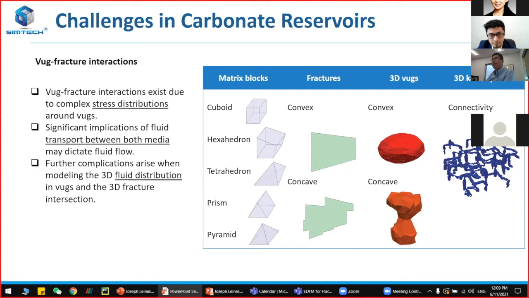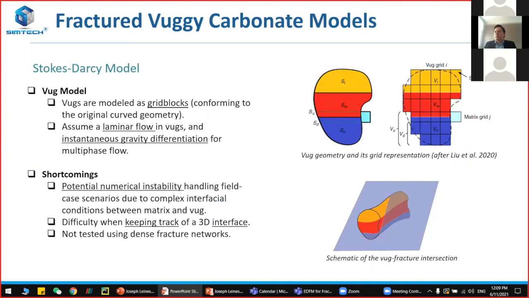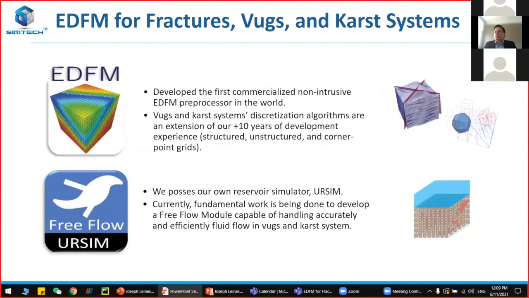Joseph, question. Maybe I didn't understand you very well, but you had this diagram. You split the matrix, the caves, karst, and the fractures.